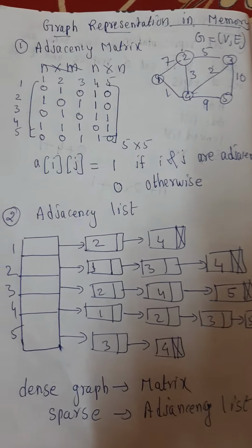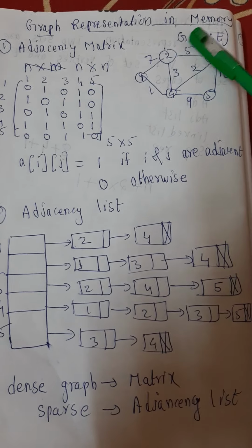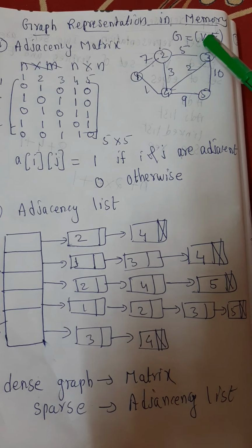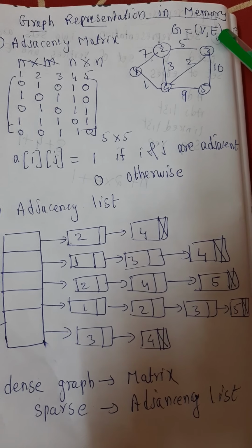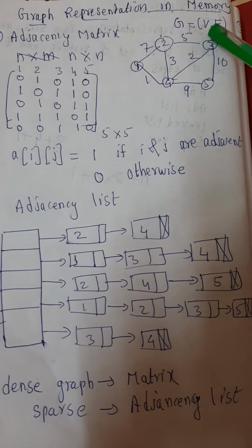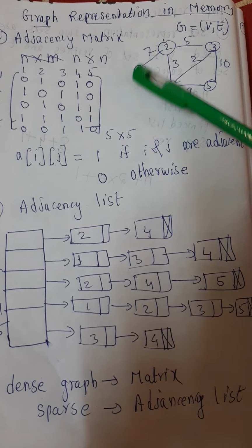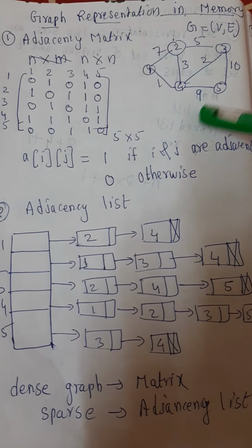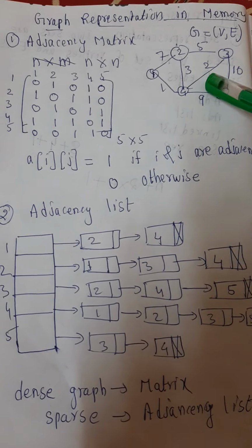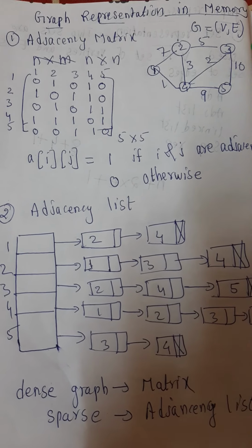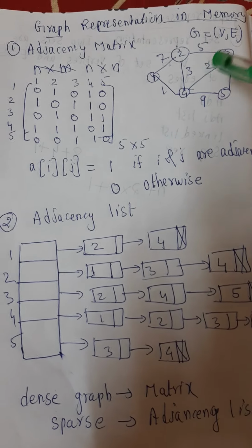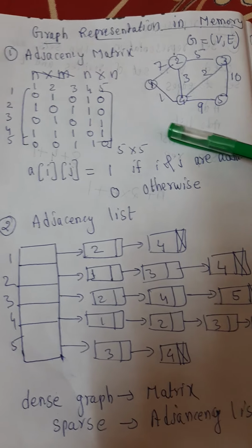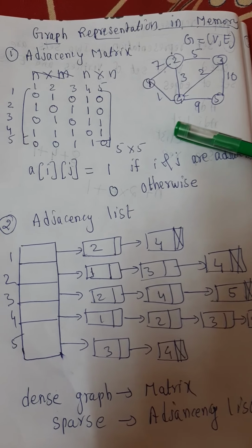The mathematical notation for the graph is G equal to the ordered pair (V, E). V is the set of vertices and E is the set of edges. Let us assume this is a graph you have and it is an undirected graph. If you observe, we don't have any directions here. Weights are also assigned, so it is an undirected weighted graph. Now let us see how you can represent this in memory.